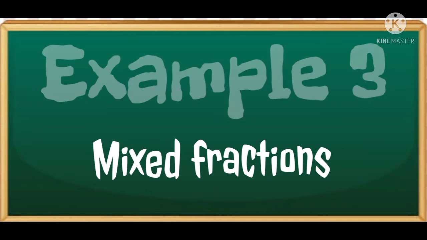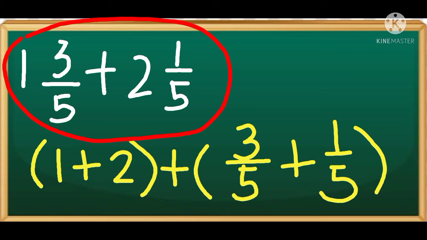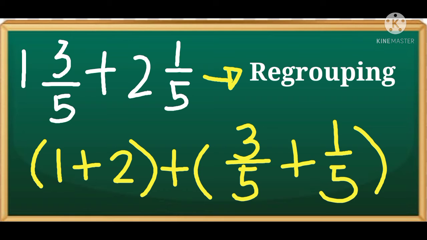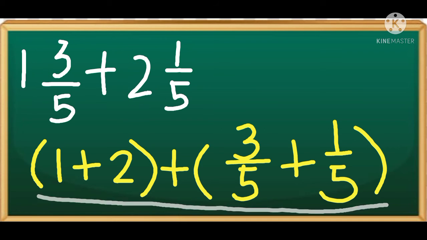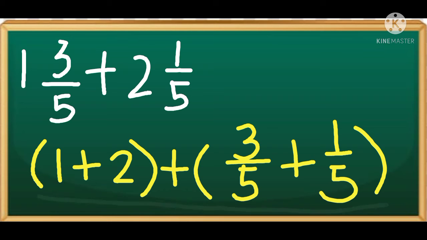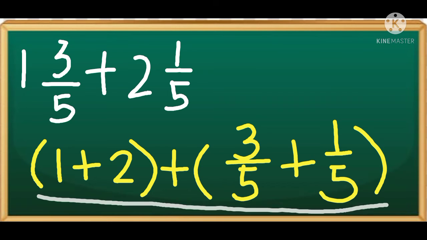Now let us have example number 3. The given is 1 and 3/5 plus 2 and 1/5. The next step is regrouping. Let us regroup first the whole number, which is 1 and 2. Open parenthesis, 1 plus 2, close parenthesis, plus, open parenthesis, 3/5 plus 1/5, close parenthesis.